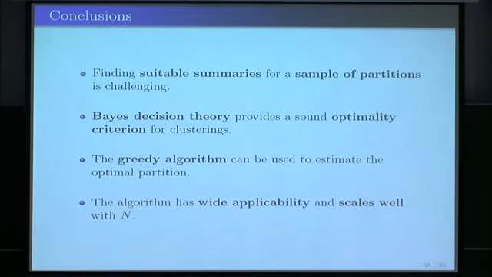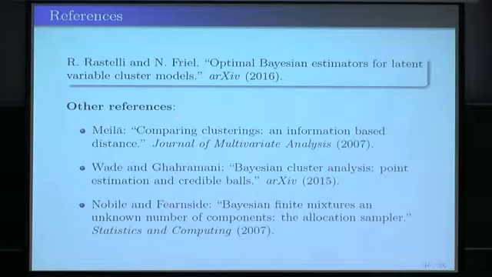Finally, just to conclude, finding summaries of sample partitions is challenging. Bayes' decision theory gives us an optimal criterion for clustering, and the greedy algorithm gives us a way to estimate that optimal partition. It applies to network models, finite mixture models, et cetera, and here is the archived paper. And here's Niall's paper on the VI loss, Wade and Ghahramani's method, which is applied to nonparametrics. And here's the paper by Nobile and Fearnside, where they show us how to do this integration for finite mixtures.